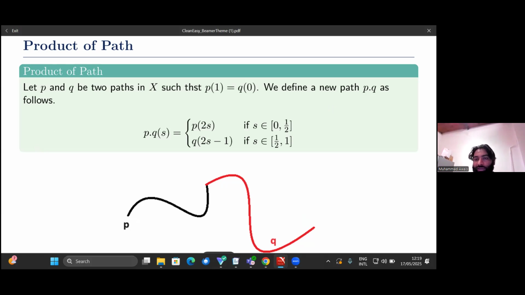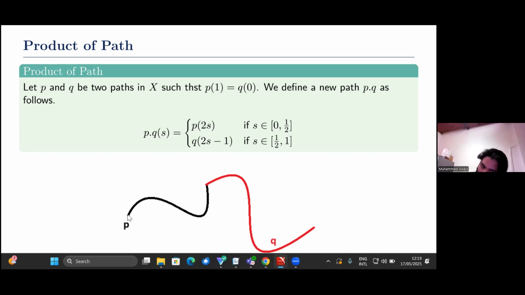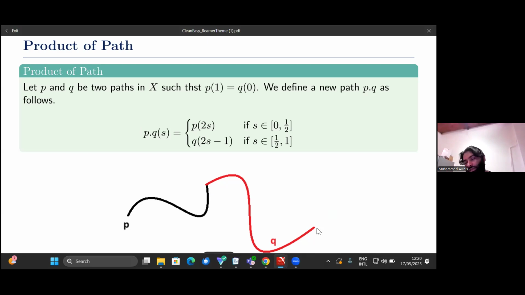In this way, in half of the time, I will travel P, and I will double my speed to do so. And similarly, in half of the time, I will travel Q. So in this way, I will be able to define this new path P dot Q, which is written here. One can easily prove using the pasting lemma that this is a continuous mapping. So I will have a new map, which is a path whose starting point will be exactly the starting point of P, and whose end point will be the end point of Q.